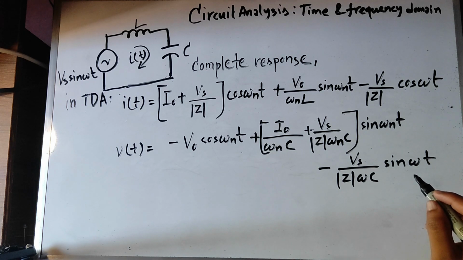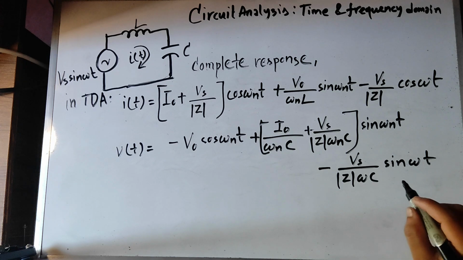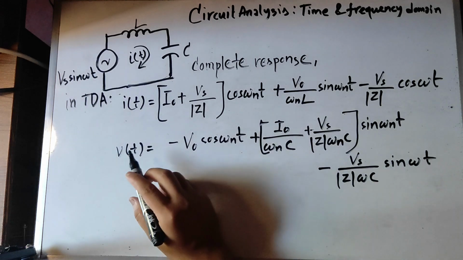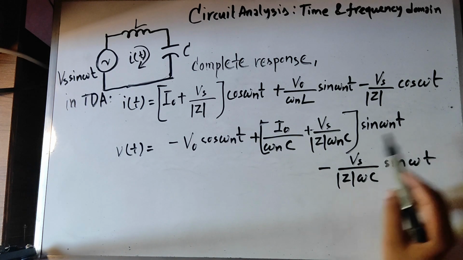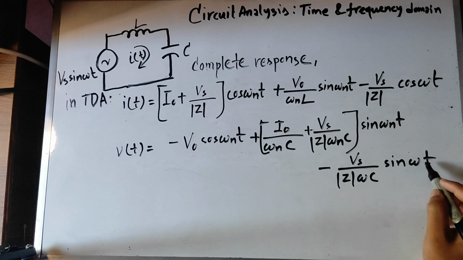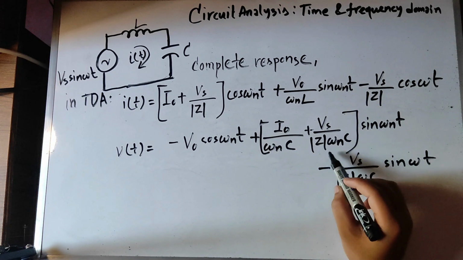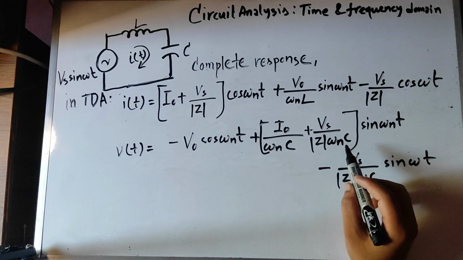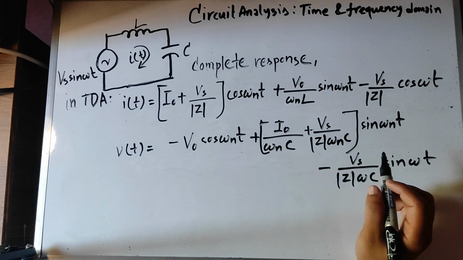I don't know if I have made some mistakes, you can check it yourself. And this is basically it. In time domain analysis, we have found our complete response: the current response is this, and the voltage response is this. Here omega is the input frequency and omega n is the natural frequency of the LC circuit, and this is basically it.